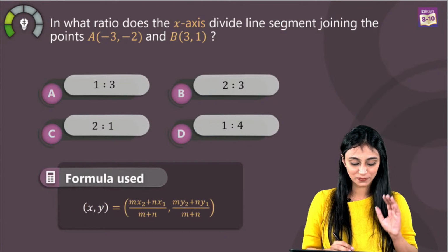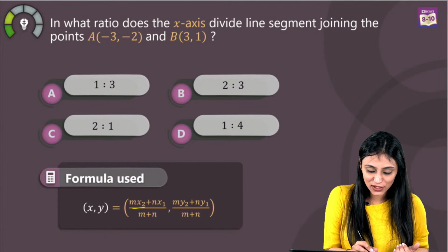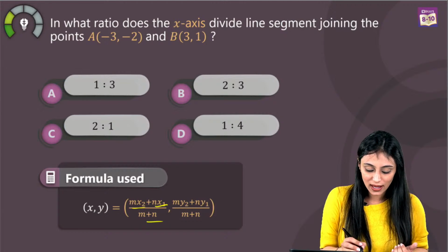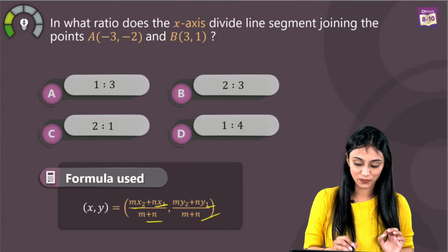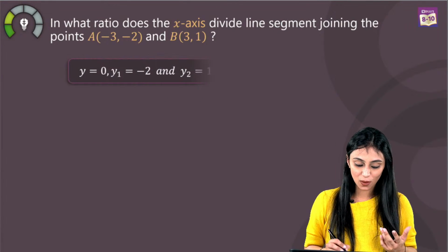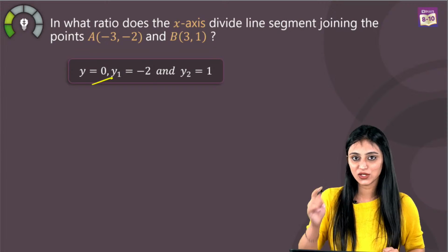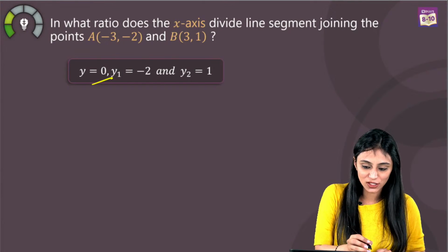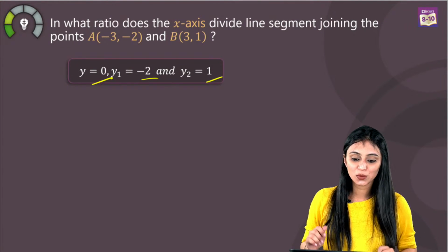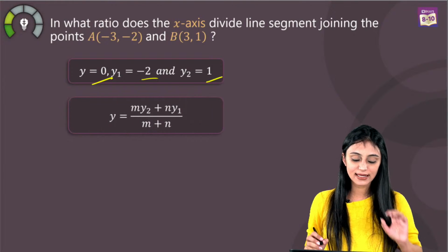So section formula. What is section formula? That's (mx2 + nx1)/(m + n), comma, (my2 + ny1)/(m + n). Using the section formula, I can say here that y is 0. I just told you that on the x-axis, the y coordinate is going to be 0. So y is 0 over here, and y1 is minus 2, y2 is going to be 1 in that case, right? This is the section formula.